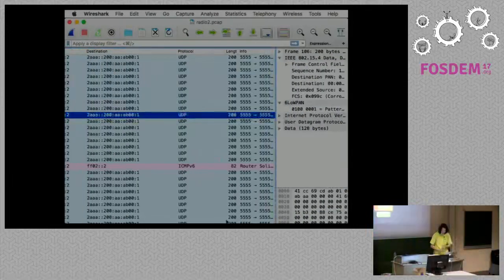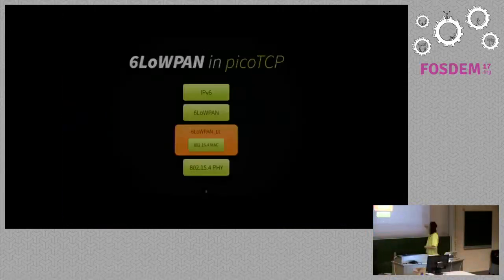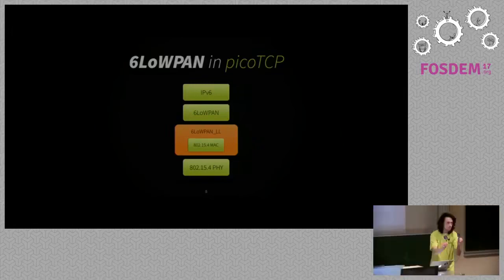And so, what do 6LoWPAN and picoTCP look like? We have the IPv6 module, the 6LoWPAN module, which provides the compression and fragmentation, and then we have another module, the 6LoWPAN link layer, and this allows to easily interchange the MAC layer, the link layer itself, to provide support for other devices. By the way, the same application is running at the moment on these two devices.